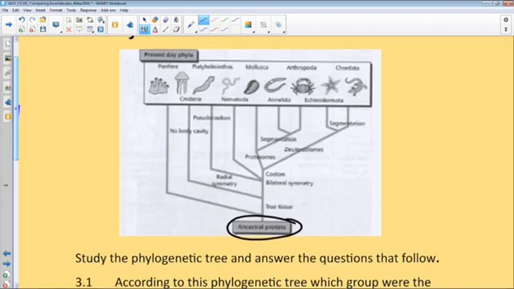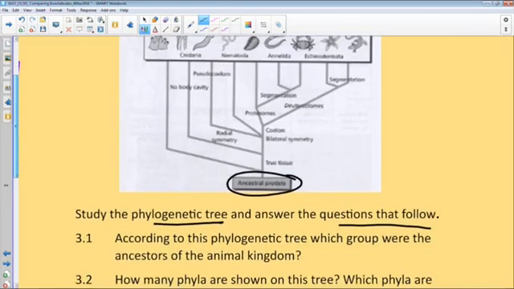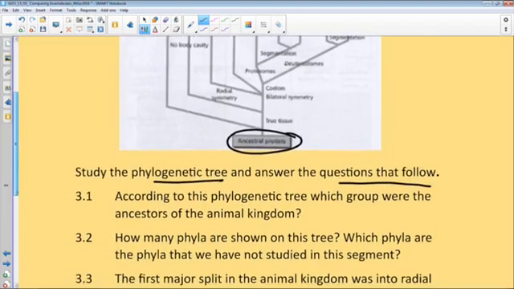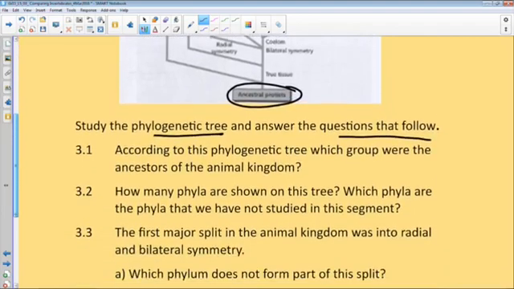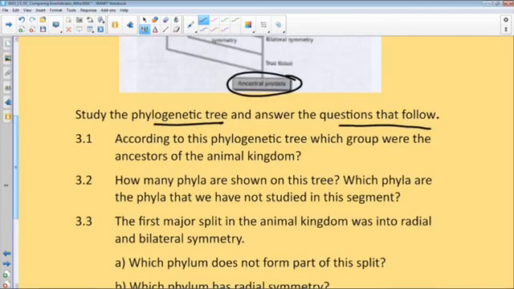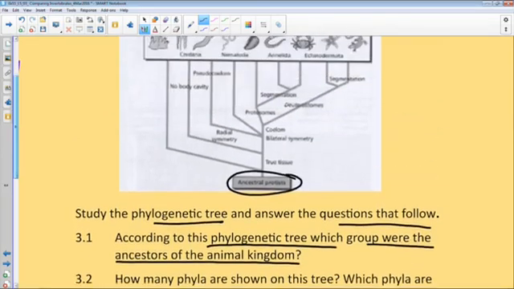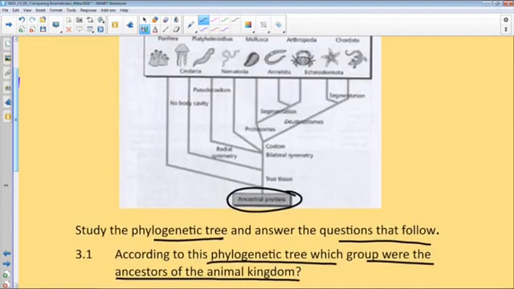Study the phylogenetic tree and answer the questions that follow. So as I said, this is a representation called the phylogenetic tree. Let's read through these questions very quickly, and then we'll try and answer each one of them. According to this phylogenetic tree, which group were the ancestors of the animal kingdom? So guys, if we go back to this diagram, all these questions can be answered by purely looking at the diagram.